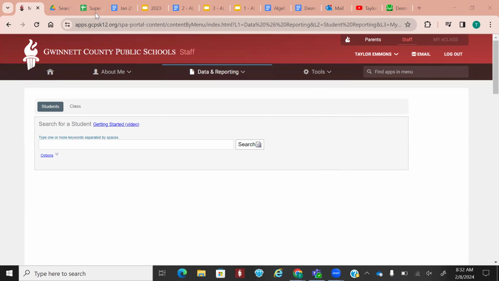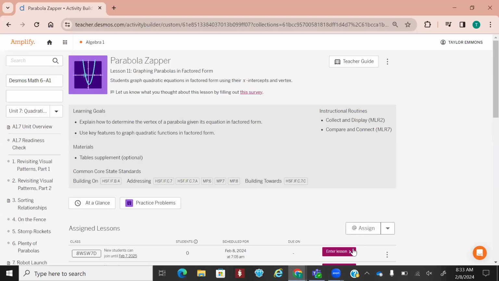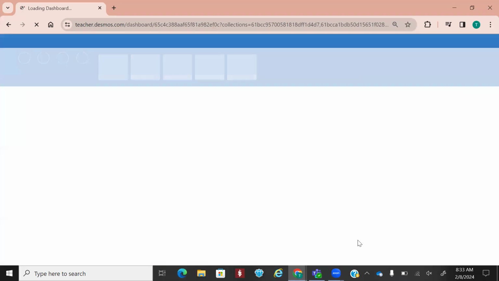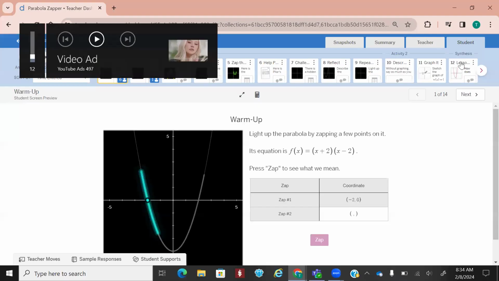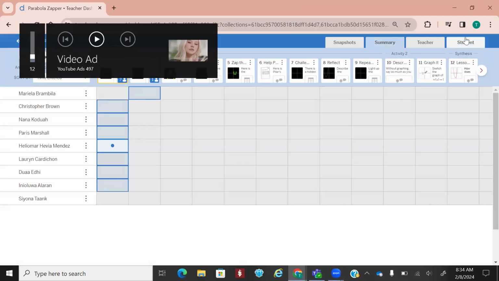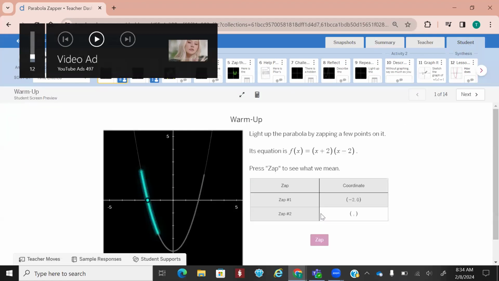So you're going to open up Desmos again. I'm sorry. It's like death by Desmos this week. I'm so sorry. This one's going to be a little bit quicker. Hopefully. Okay, so go ahead and join that one. Okay, so on this first slide, this will load. Cool. All right, if you hit zap, then it zaps right here, right?